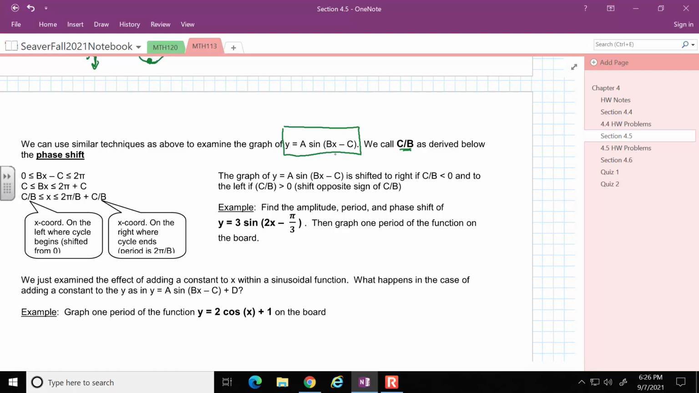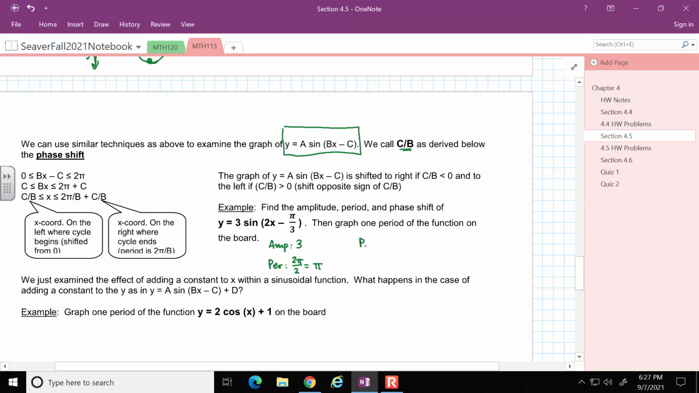So if I see something like this one, where I see 3 sine of 2x minus pi over 3, there's things you can do. First off, I'll ask you, what is the amplitude of that function? It is 3. All right. What is the period of that function? It is 2 pi over 2, which is pi. That is correct.